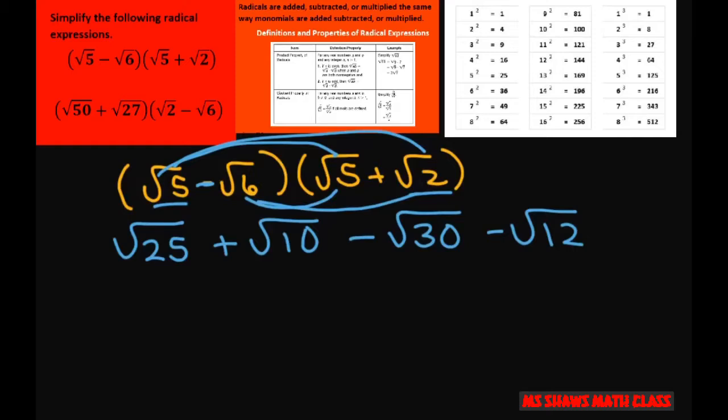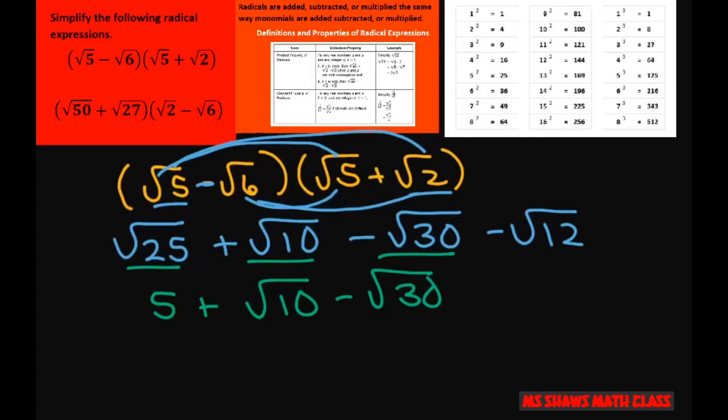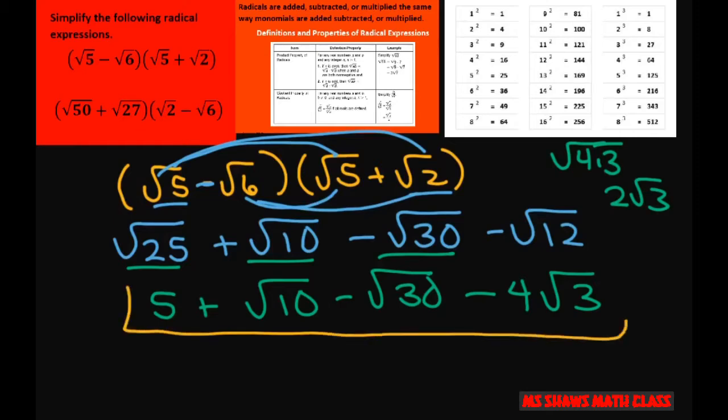So we can simplify further. Square root of 25 is 5. We can't simplify those two, so just copy those down. They're not like terms. We can simplify square root of 12, which is 4 times 3. So square root of 4 is 2, giving 2 square root of 3. So it's going to be minus 2 square root of 3. So for that one, we're done. You can't add any of these together because they're not like terms.